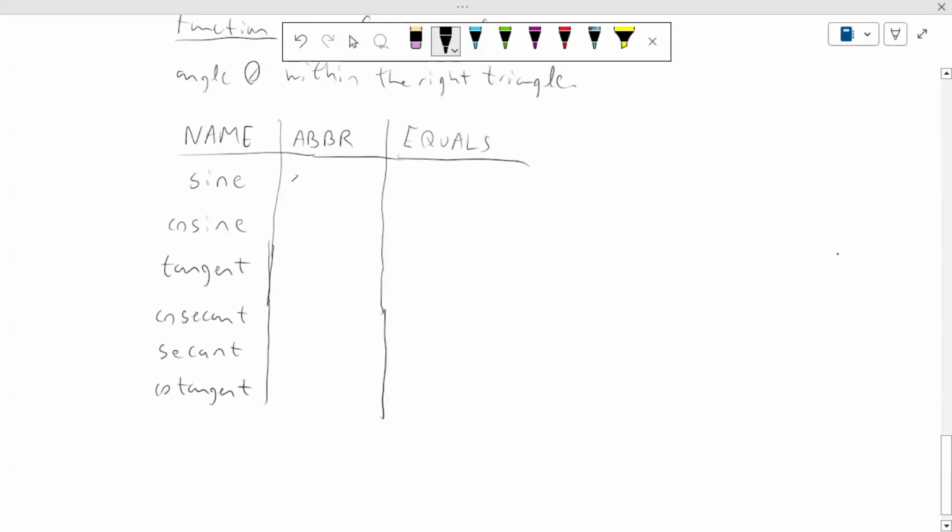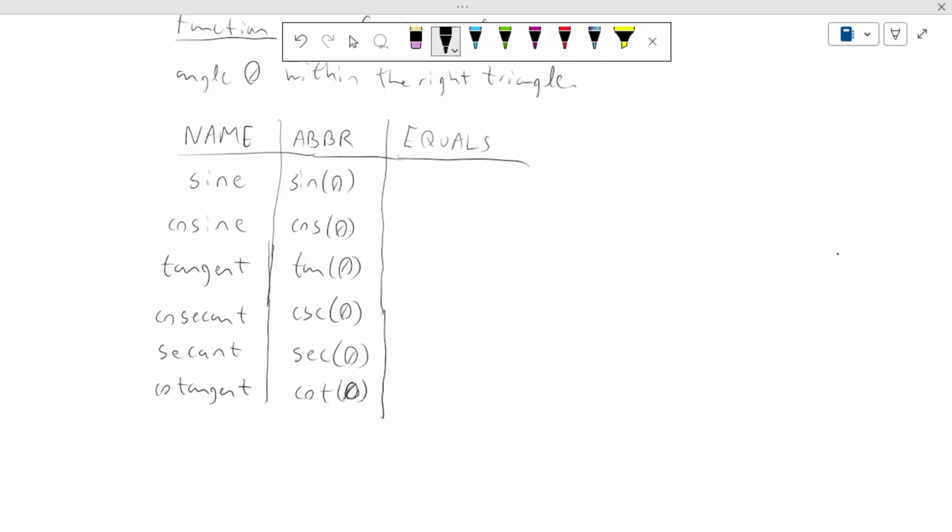But we abbreviate it as sine of theta, 3 letters, cosine of theta, tangent of theta, and then cosecant is CSC of theta. Secant is SEC of theta, and cotangent is COT of theta. Okay. All right. And then now we got to say what it's equal to.